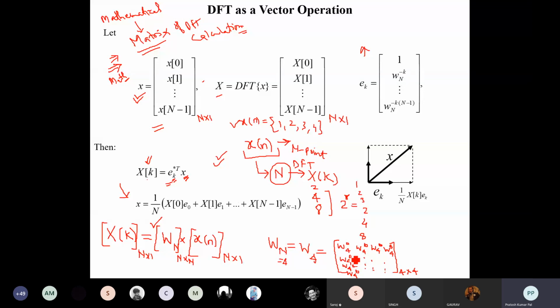Okay, so the first row and first column will be 0, because this direction will be for k and this direction will be for the n value. With respect to k and n combinations, k should vary from 0 up to 3, and n should also vary from 0 up to 3. By putting in these values we can calculate it; the power will be 0, then 1, and keep on increasing.